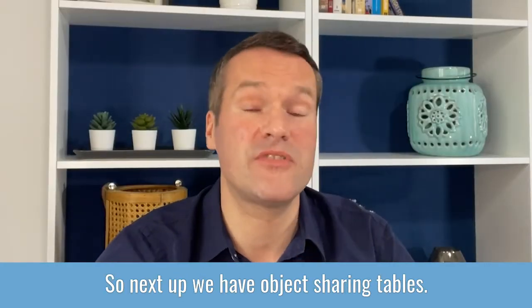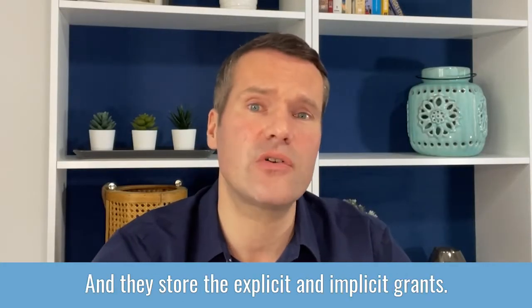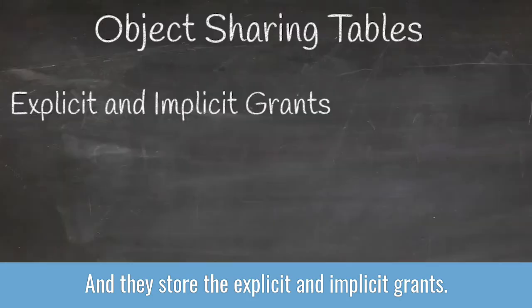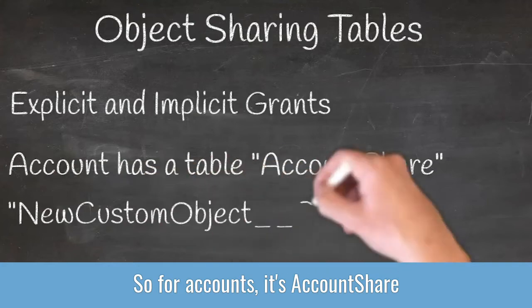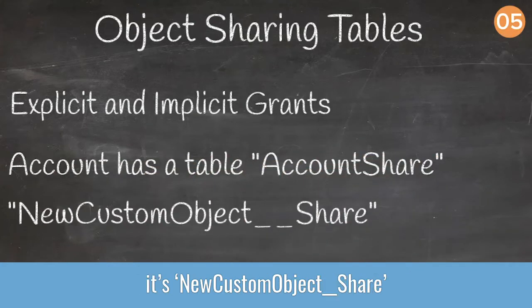Next up, we have object sharing tables. They store the explicit and implicit grants. There's a table for each object in your org. So for accounts, it's AccountShare, and for a new custom object, it's NewCustomObject__Share.